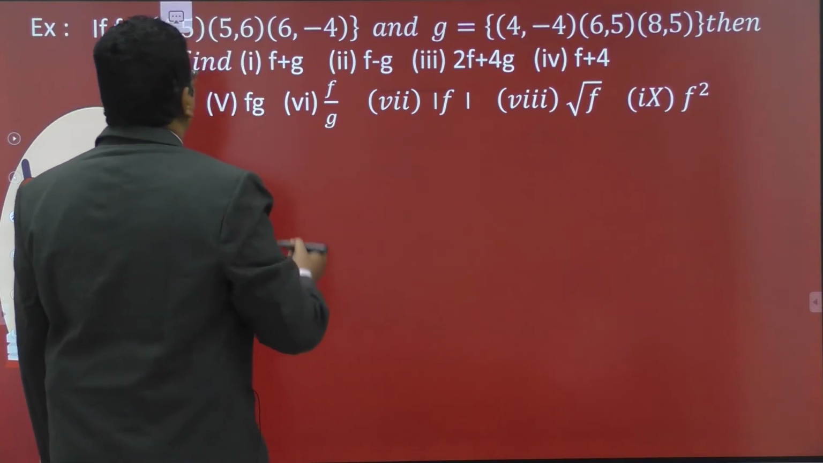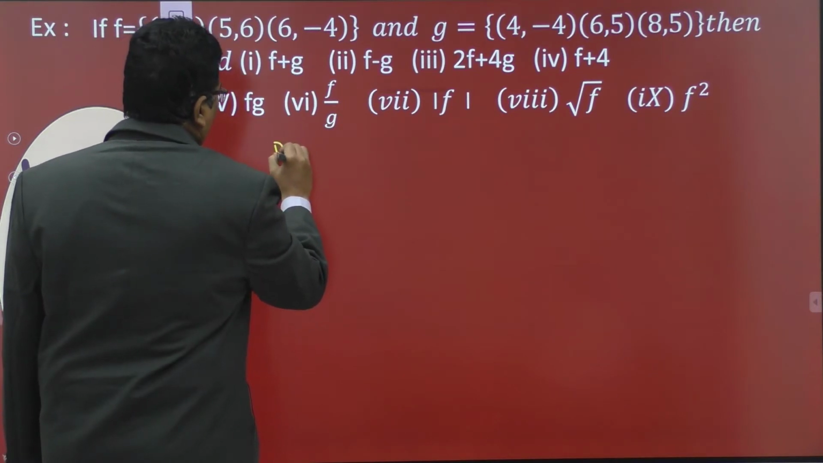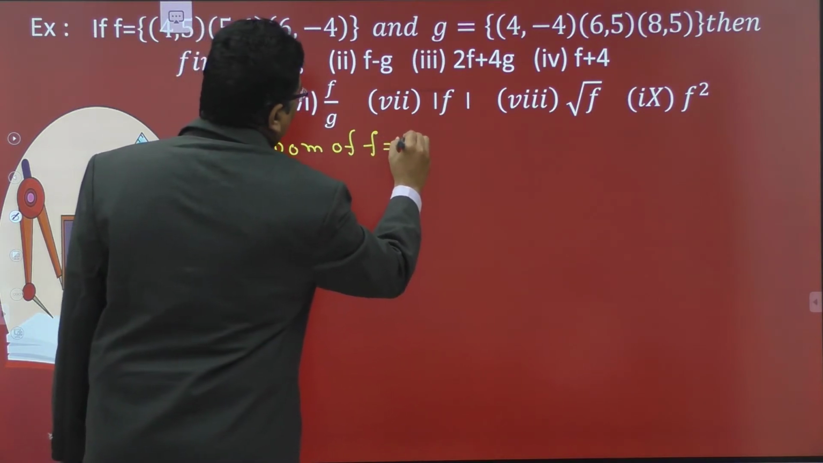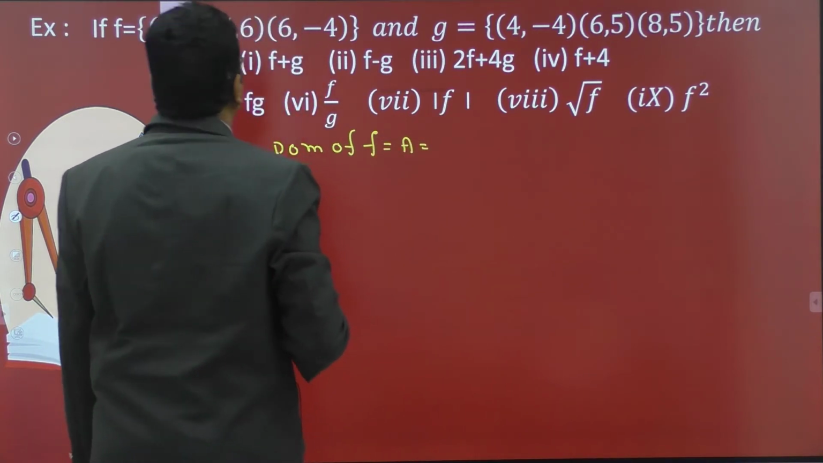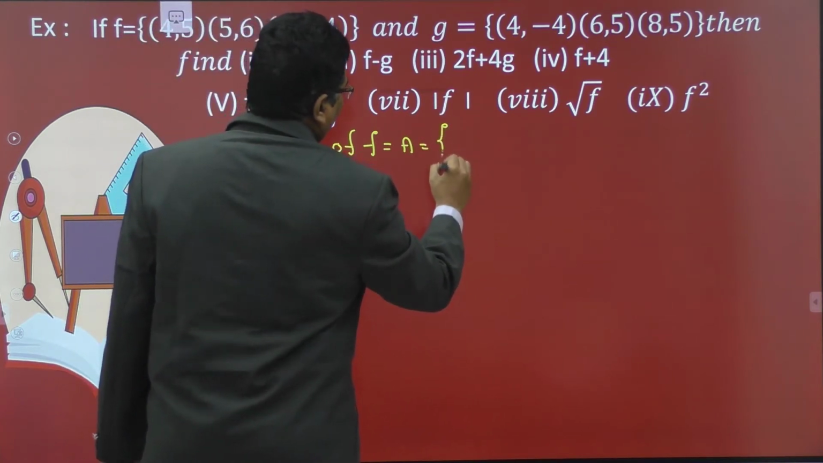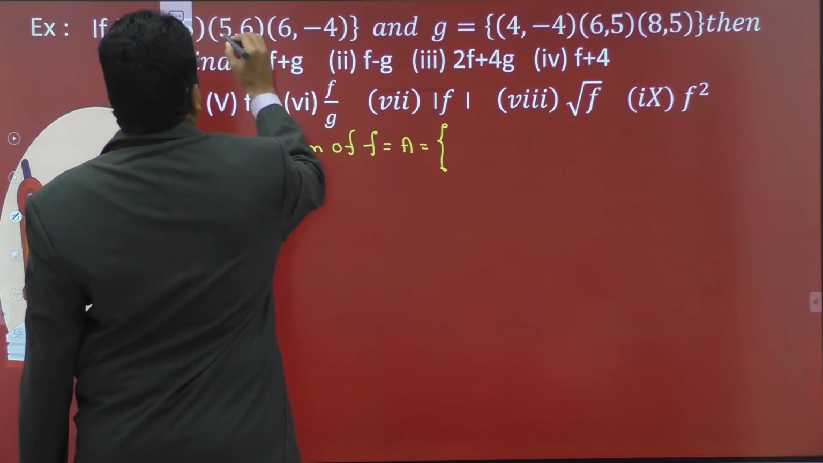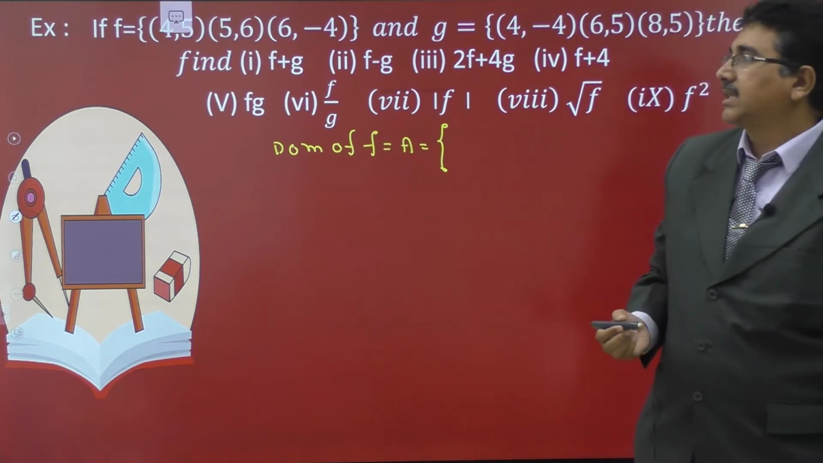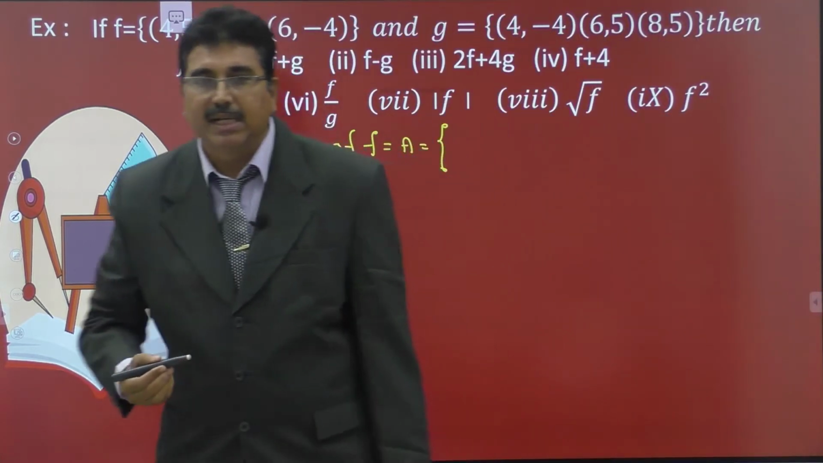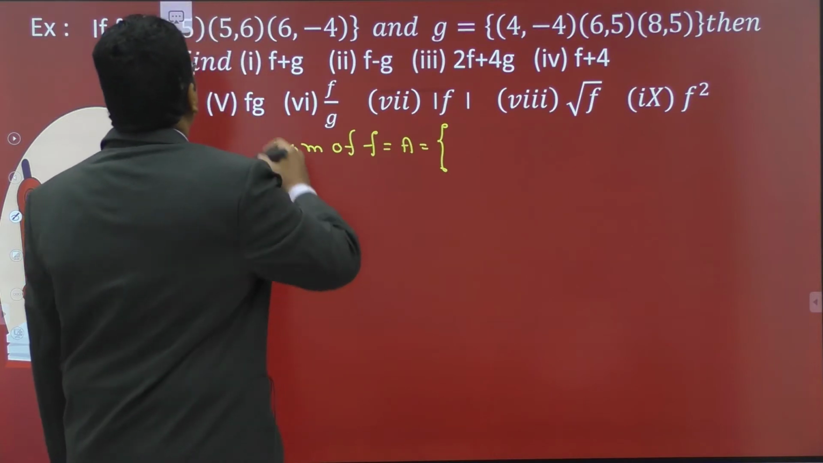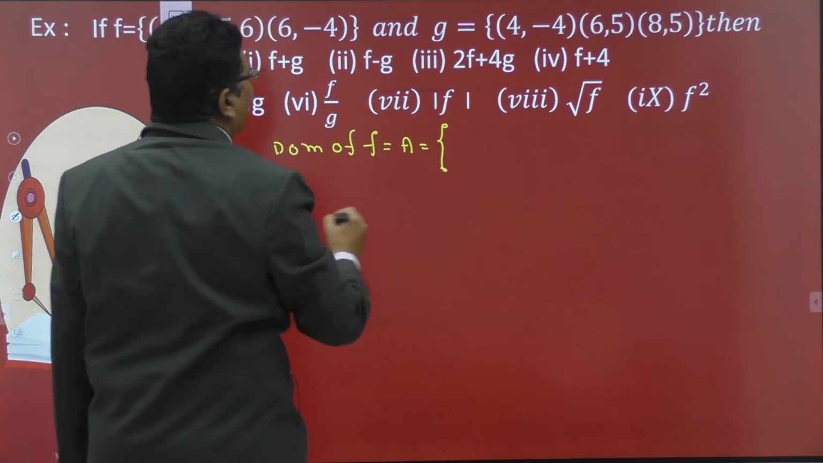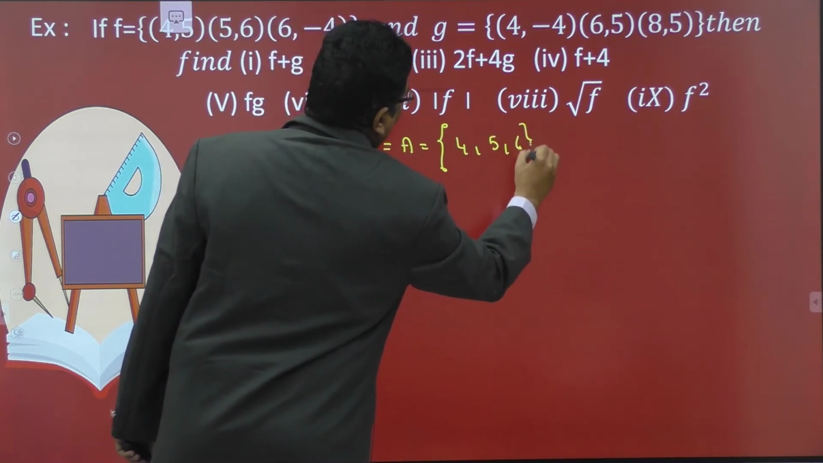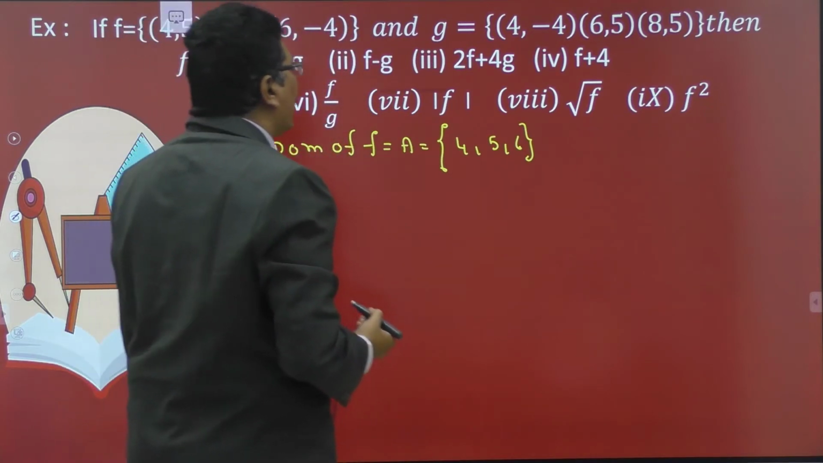First, what is the domain of f? Domain of f, let it be capital A, is the set of all elements that are the first components of the ordered pairs. The first component elements are the domain elements. Here, the first component elements in f are 4, 5, 6.